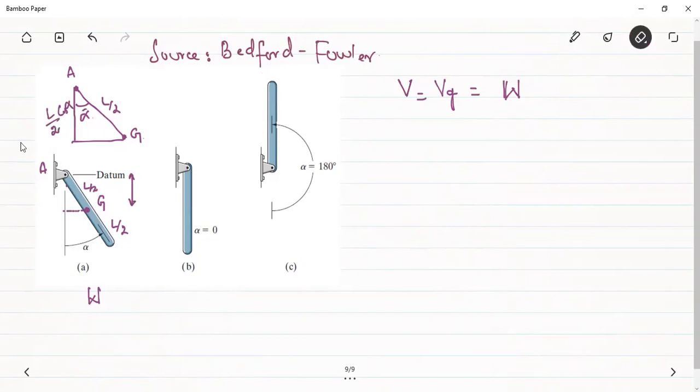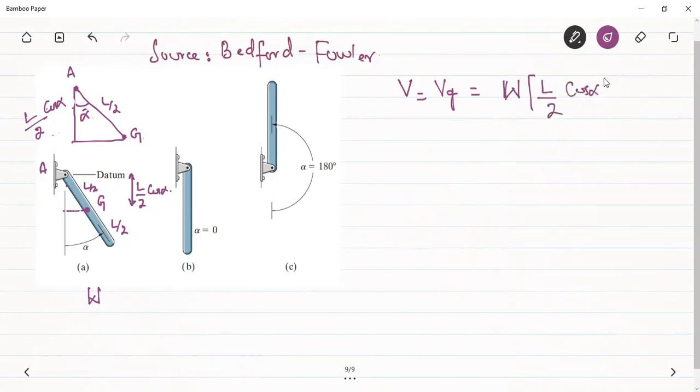I'll write it again. The vertical position of the center of gravity from the datum is equal to L by 2 cos alpha. So this is the weight, and the distance of the center of gravity from this datum is equal to L by 2 cos alpha. And since this center of gravity is located below the datum, as we had seen in the sign conventions previously, this potential energy will be negative.